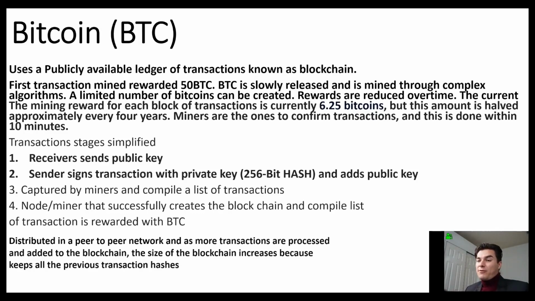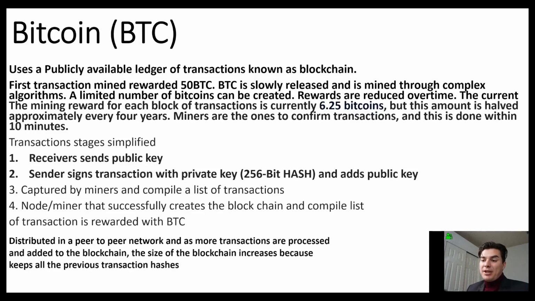Now, transactions are confirmed in about 10 minutes. And what that is referring to is if I trade or give away my Bitcoin, all the miners are the ones that confirm those transactions. Now, first, the receiver sends their public key, so that's the person without the Bitcoin, and the sender signs that transaction with their private key. So the person giving away their Bitcoin signs it with their private key, which is a 256-bit hash, and then they add their public key to that blockchain.